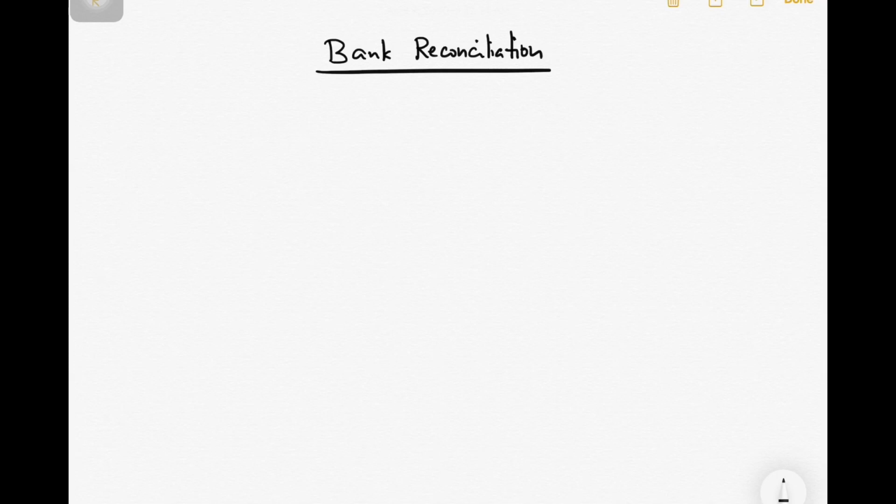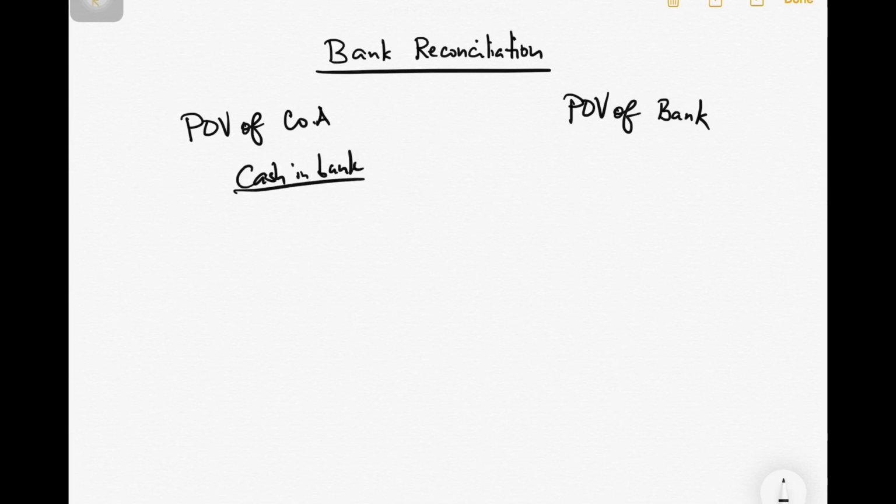But what you need to remember in the discussion of bank reconciliation is that we are considering two points of view. The point of view of the company, let's say company A, and then the point of view of the bank. And since you already have an account with the bank, you will be using a new account title. It's not cash on hand anymore because you had your money deposited in a bank. So you will have another account title called cash in bank, like this.